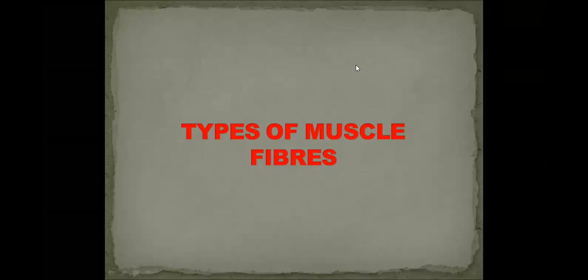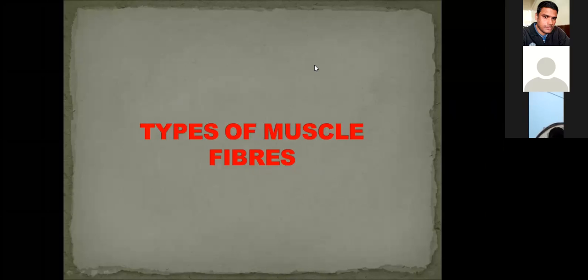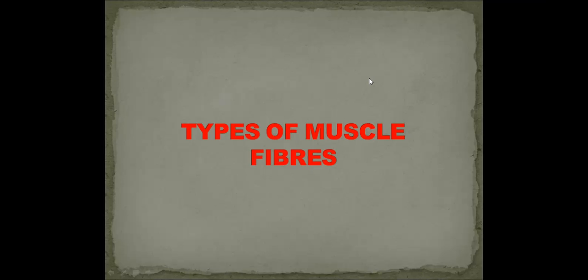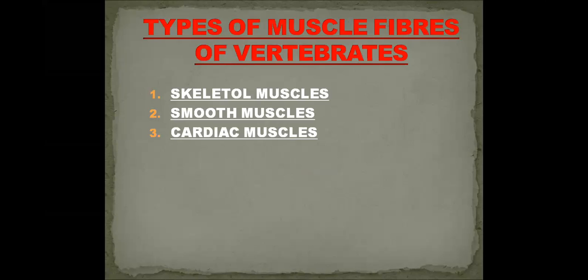Welcome to Zoology Classroom. In today's class, we are going to learn about types of muscle fibers. As we have studied in your previous classes, muscle fibers are one type of tissue. There are several types of tissues present in animal bodies. Out of them, one is connective tissue. Muscle fiber is one type of connective tissue.